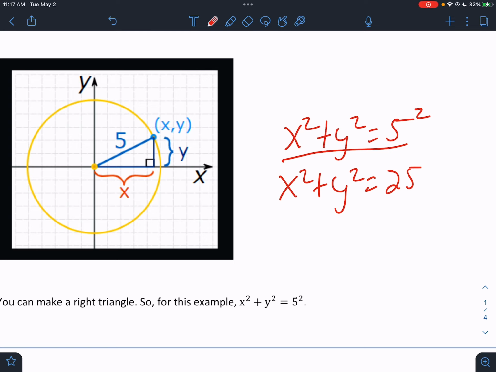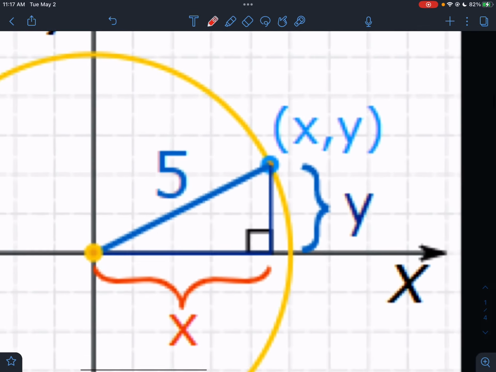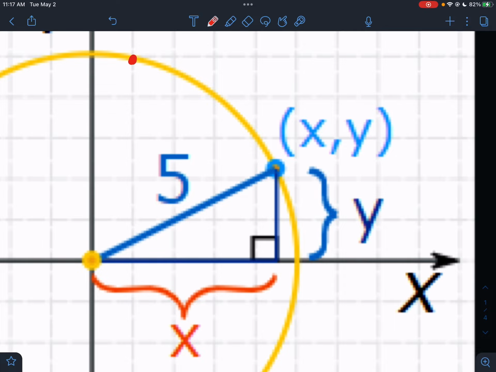So like if you knew x = 1, you would have 1² + y² = 25. You would have y² = 24. So you would know that y = 2√6. So you have the coordinate (1, 2√6). That is the (x, y) right here. 1, comma, that is 2√6. It's not quite 5.